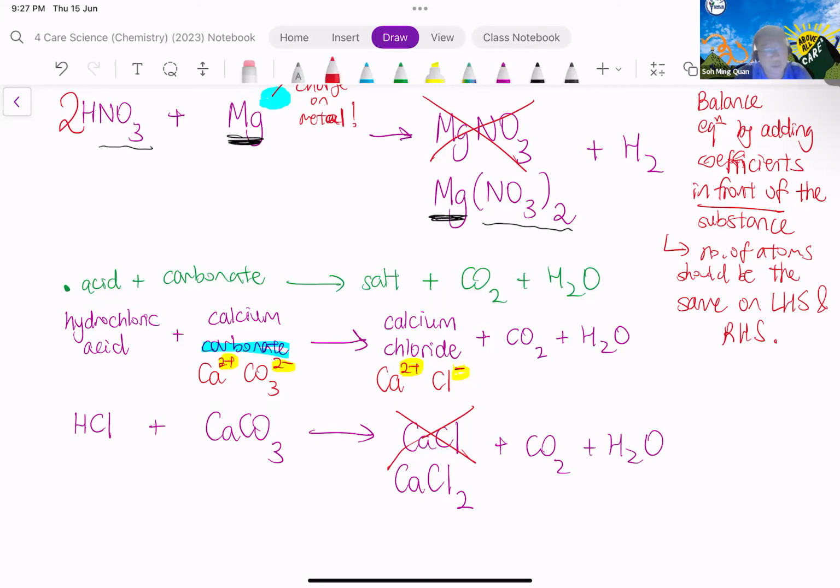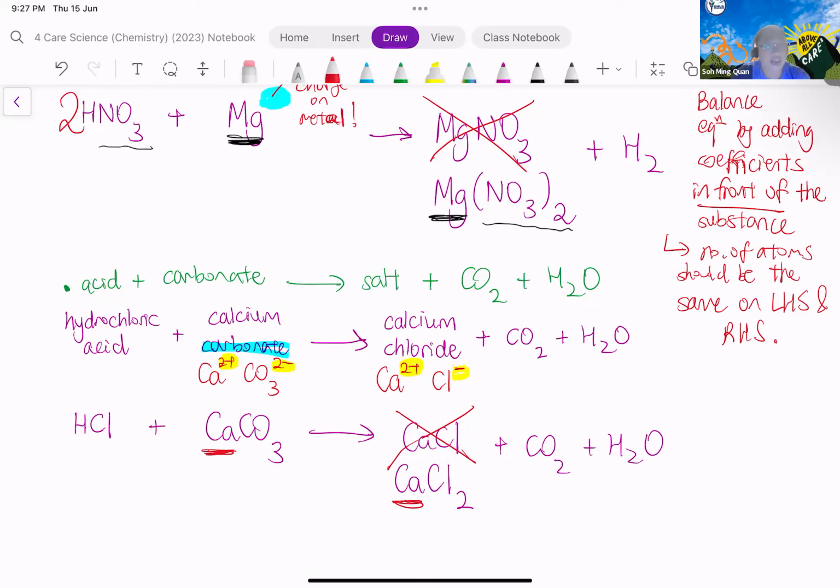The next step, of course, as we mentioned, is to balance the equation by adding coefficients in front of the substance. So you count the atoms first. Count to make sure whether they are the same on the left-hand side and right-hand side. Which atoms should you count first? Always count the metal first. Calcium is the metal element. I have 1 calcium on the left, 1 calcium on the right. Calcium is balanced. Then, after the metal is done, you count non-metals.